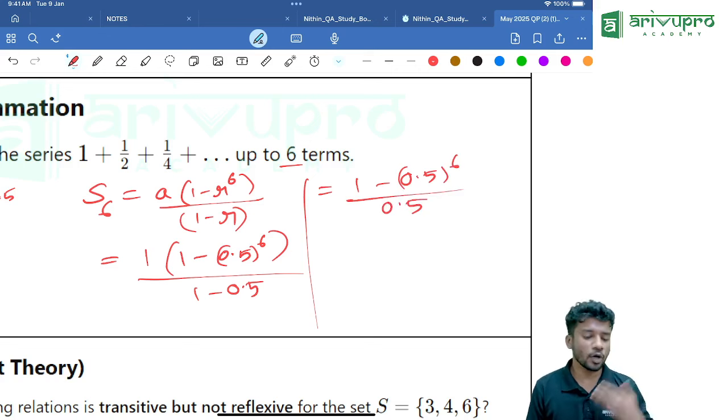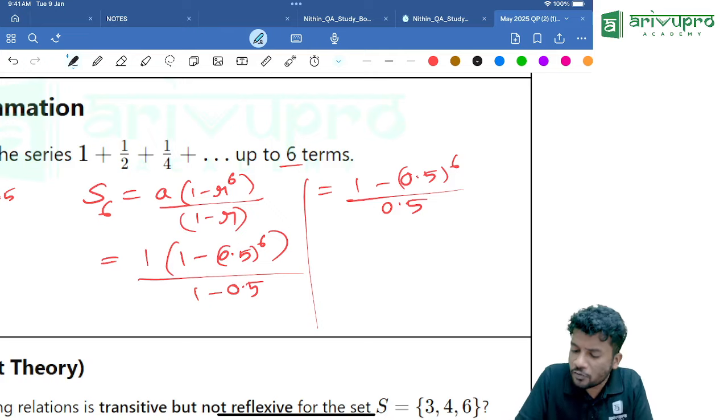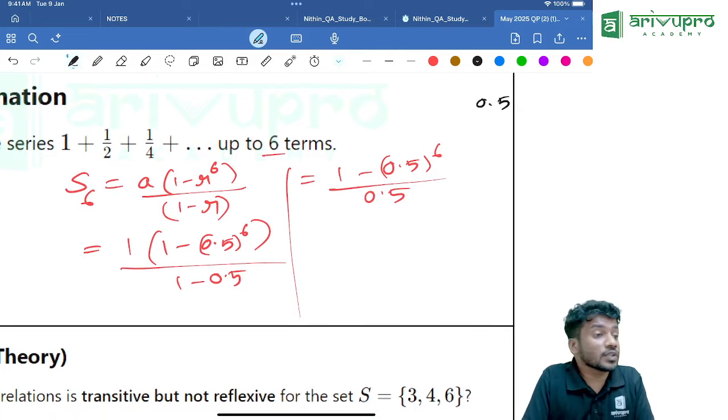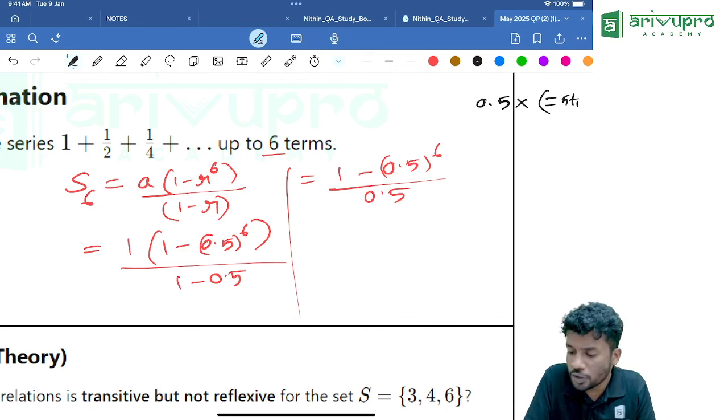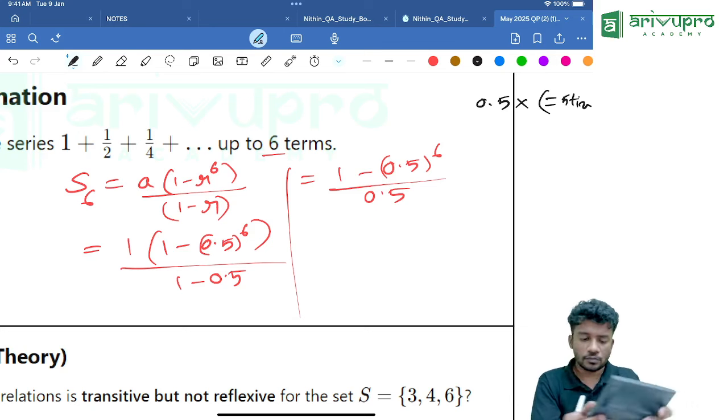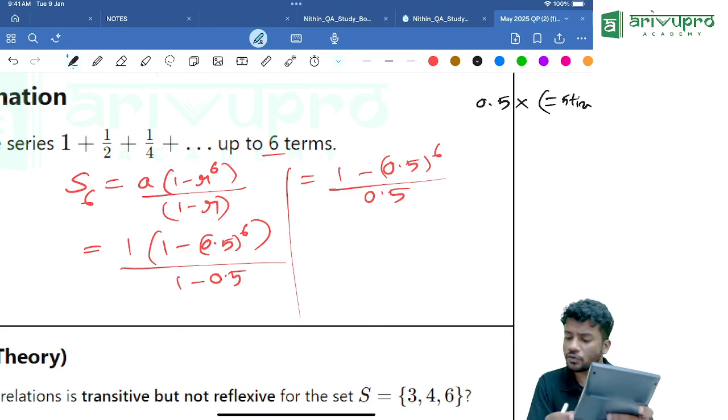So first, what are you going to do on the calculator? First you find 0.5 on your calculator. That means 0.5 raised to 6 means you multiply it into itself, clicking equal to 5 times. Take your calculator. Yes, 0.5, then multiply and click equal to 5 times: 1, 2, 3, 4, 5.